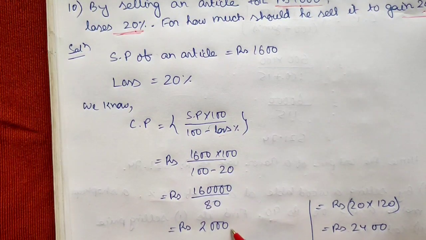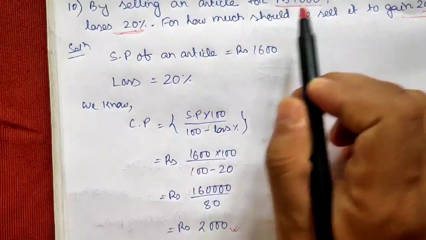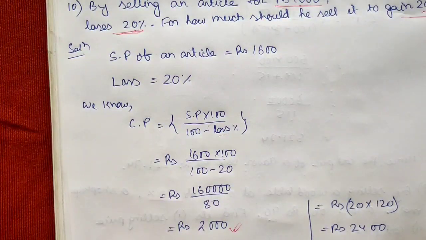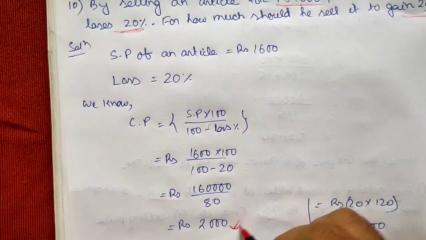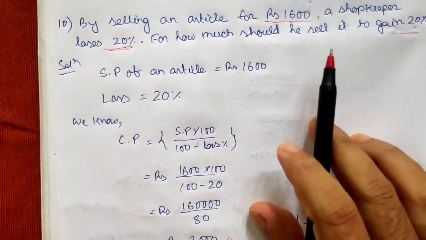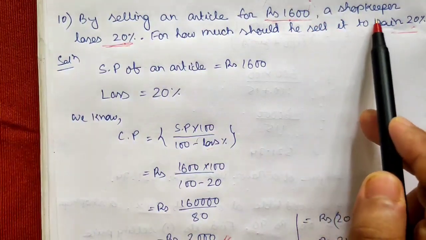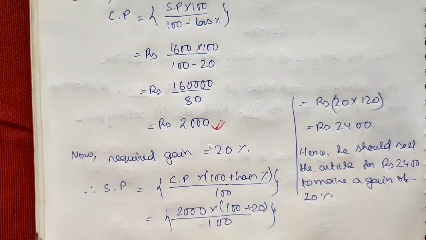So what have we found out? We have found out the CP. How have we found out the CP? In the question, selling price is given and loss is given, so we can easily find out CP. Now look. We already know CP. Now what is given? We have to gain 20%, isn't it? Look here, it is given by what amount he should sell it to gain 20%. So we have written now required gain equals 20%. Here we have to find out SP.